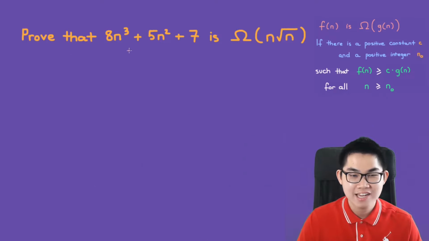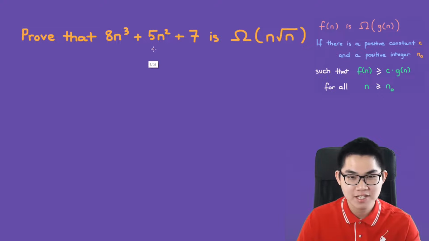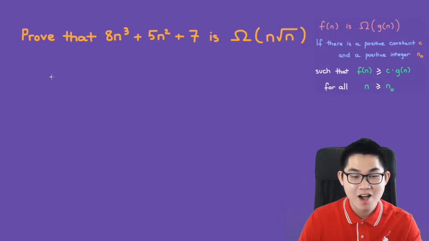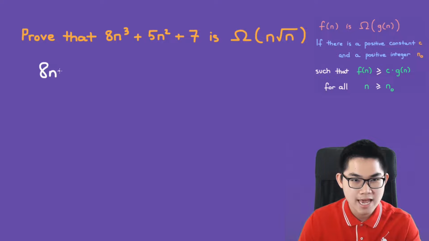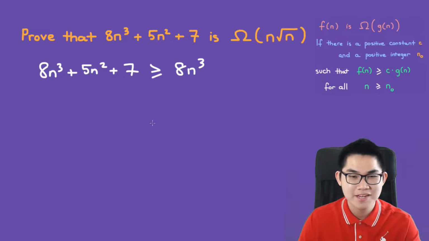Prove that 8n to the power of 3 plus 5n squared plus 7 is big omega of n times the square root of n. Our proof will be very similar to the previous problem. We're just going to write out 8n to the power of 3 plus 5n squared plus 7. And we know that this is greater than or equal to 8n to the power of 3, right?